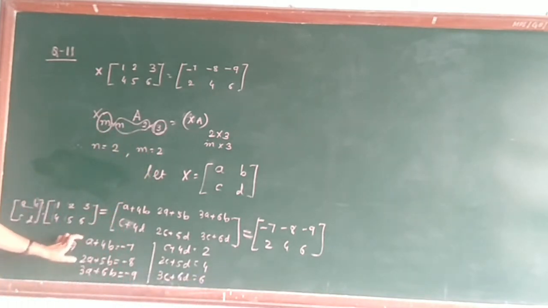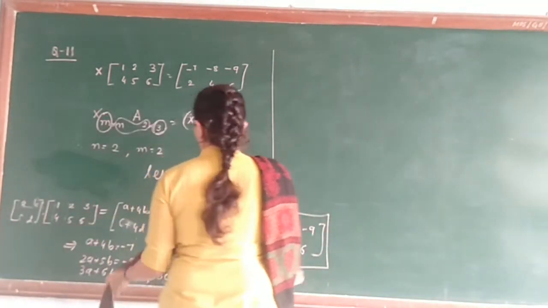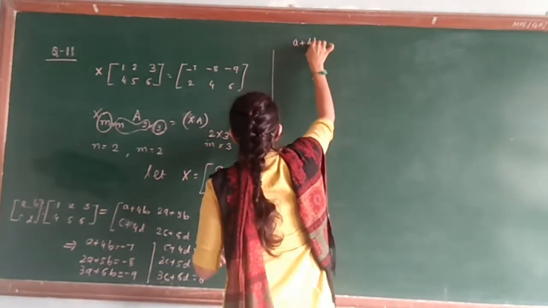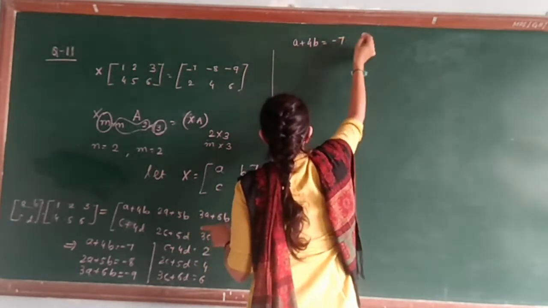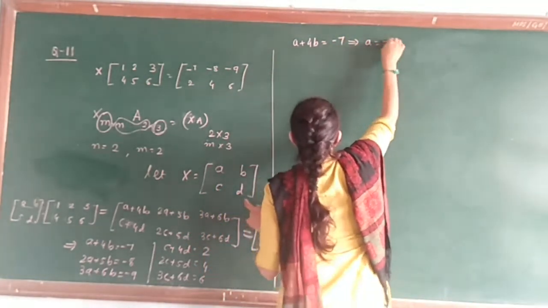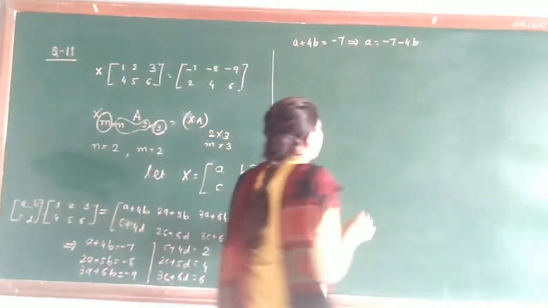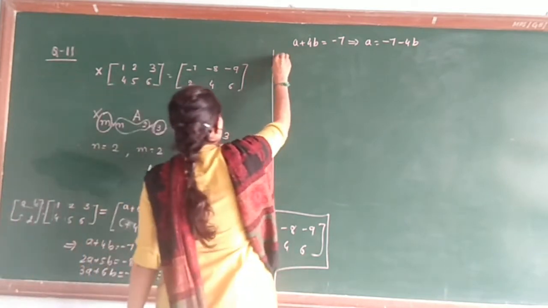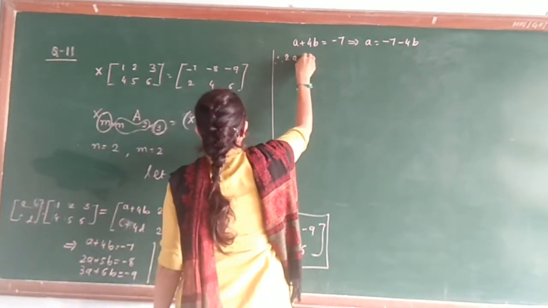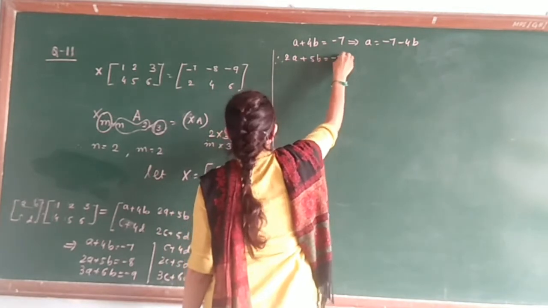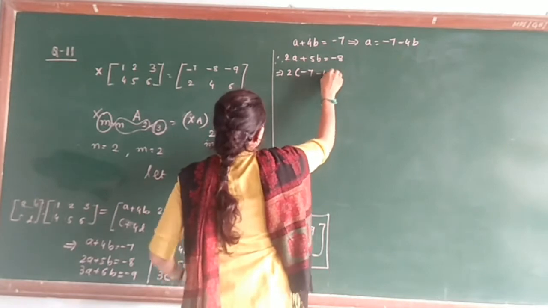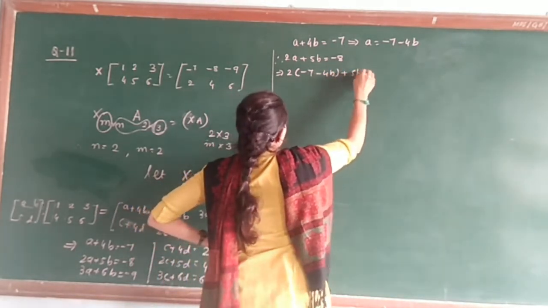Now students, you have to solve these equations. So let me solve them first. To solve the equations, what will we do? So a plus 4b is equal to -7. From this you have a is equal to -7 minus 4b. We will apply this value in the other two equations. So in 2a plus 5b is equal to -8, substitute the value of a: 2 times (-7 minus 4b) plus 5b is equal to -8.